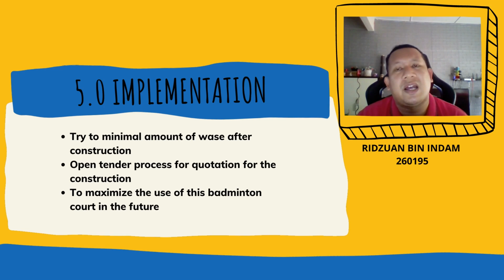Second is to maximize the use of the badminton court in the future. UUM can open accessory shops related to sport goods, especially badminton. This is because students no longer need to go as far as Changlun City or even as far as Jitra if they need to buy equipment or accessories related to badminton. By opening a shop or kiosk in the court area that will be built later, it will also indirectly bring a source of side income to UUM.